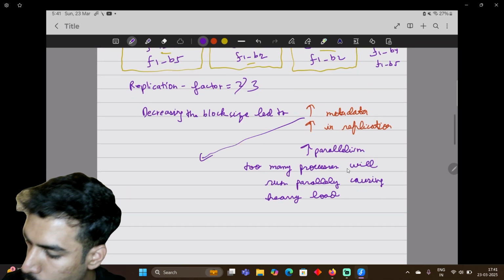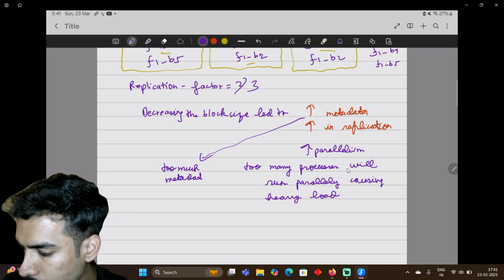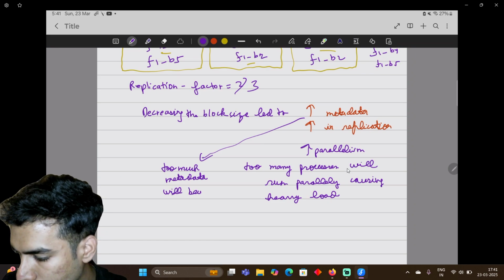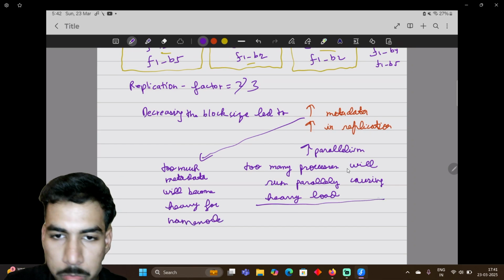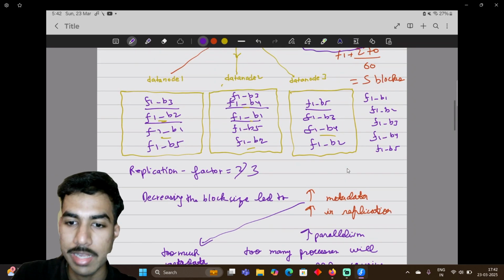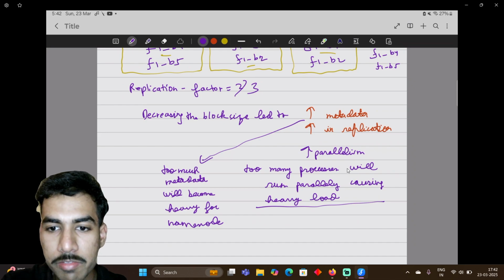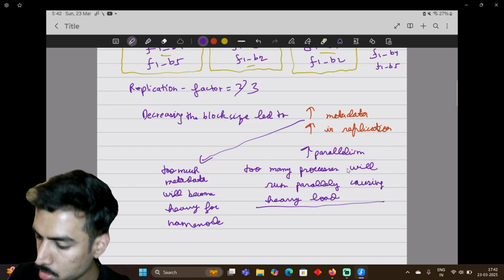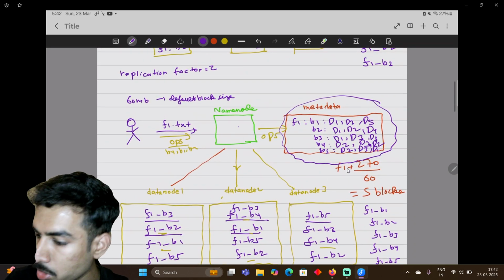And this metadata, too much metadata, will become heavy for the name node. Too many parallel processes will require memory from the CPU to run them. More cores will be required. More cores means, to run processes parallelly, you have to divide your CPU into cores. Now you will require 4, 5 cores. More cores you will require to run more processes. And too much metadata will become too heavy and too difficult for the name node to handle.